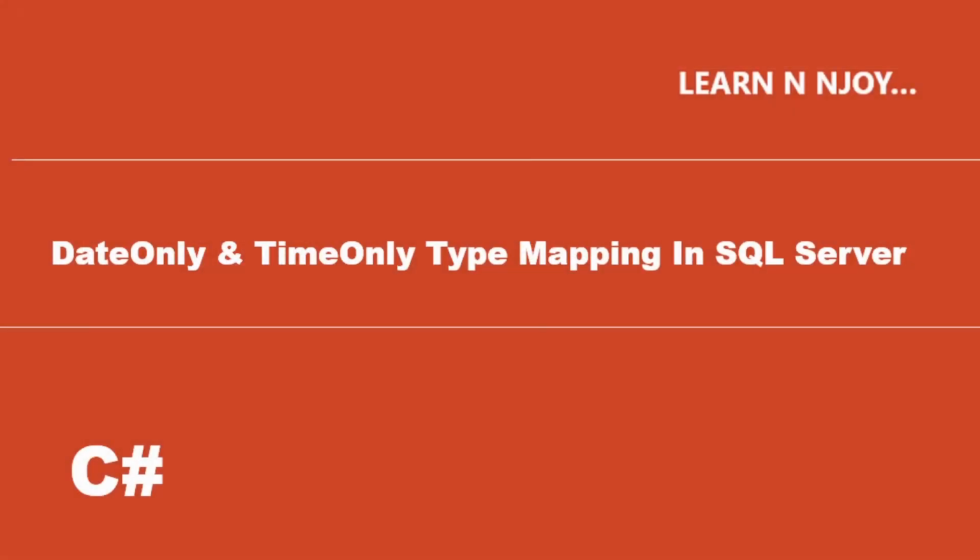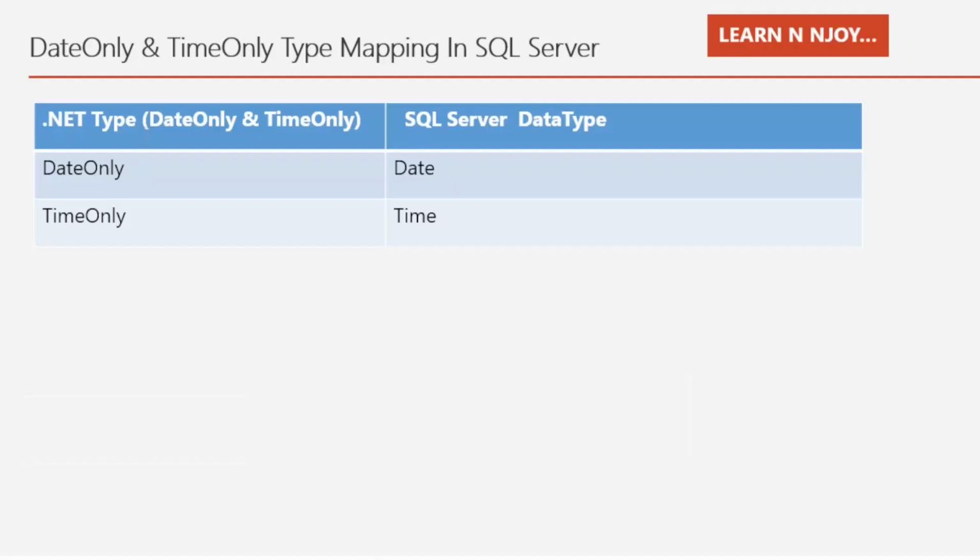Date only and time only type mapping in SQL Server. When we work with a database, say SQL Server, we need to map the .NET type to the SQL Server type. So in SQL Server, date only is mapped to the date type, and time only can be mapped to the time type of SQL Server. Now that brings me to the end of my session.